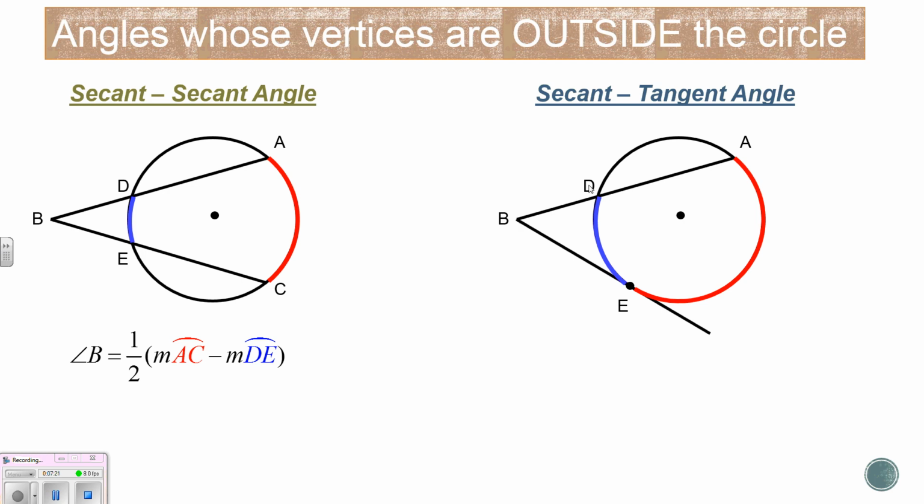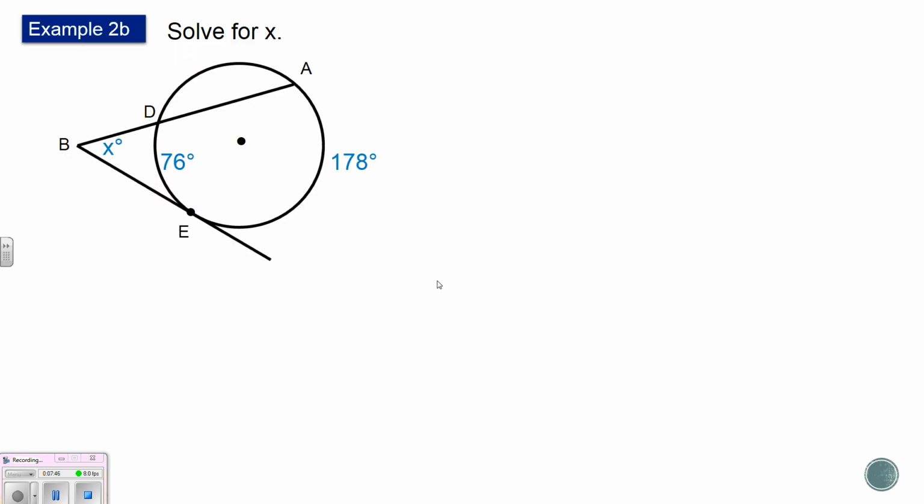So when we're talking about a secant-tangent, we still have these 2 arcs, the red arc and the blue arc. It just happens that they have a point in common, this point of tangency. But the formula is still the same. Take the big arc and subtract the little arc, and then divide it by 2. Okay, and then the last one that we could have is, oh, I guess we're going to do an example before that.